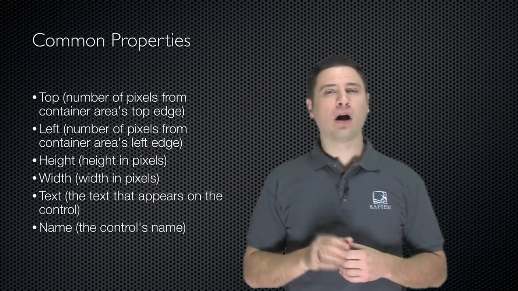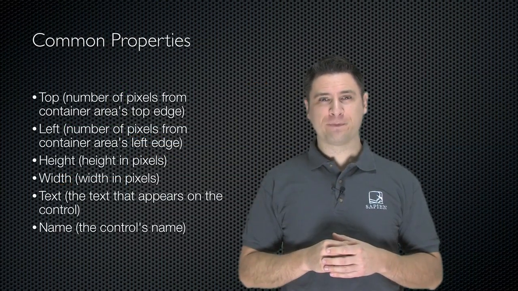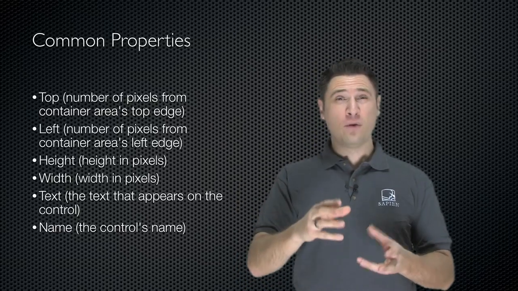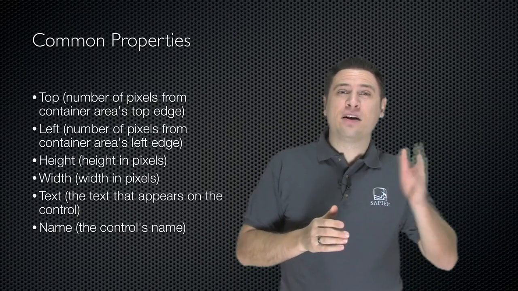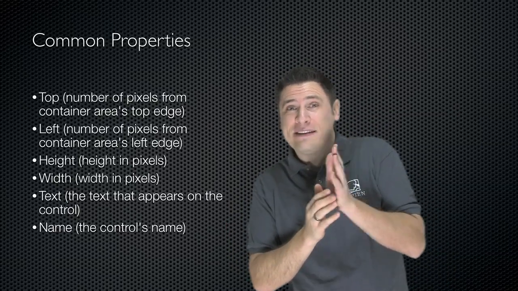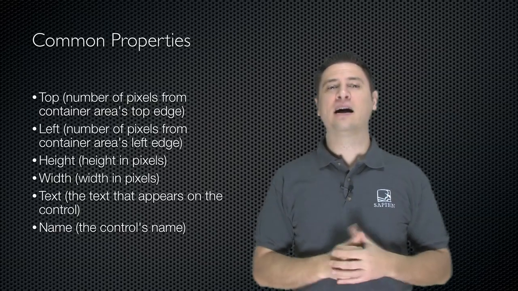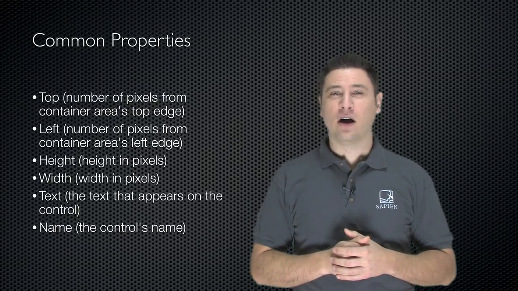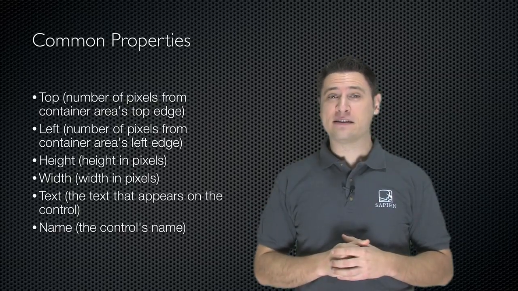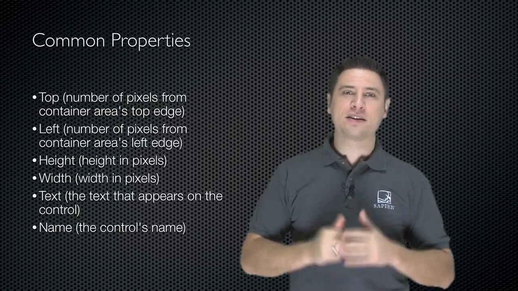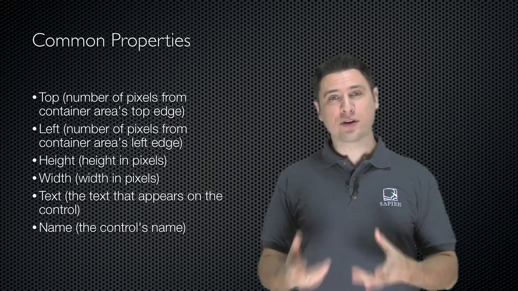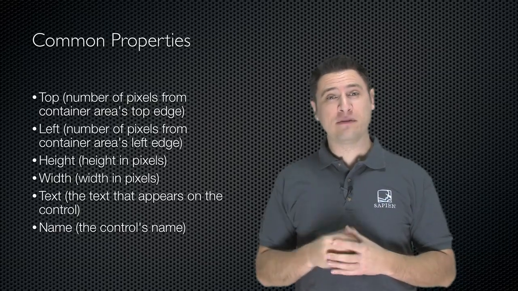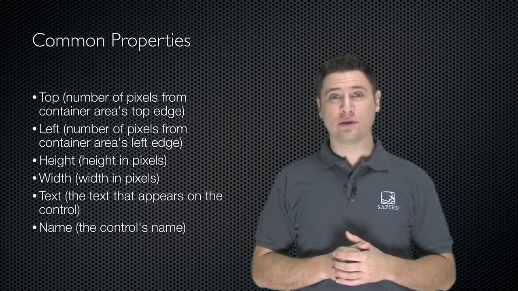Now there are some common properties that you'll find on most controls. Top, for example, is the number of pixels from the container's or the form's top edge. Left is the number of pixels from the container's left edge. Height and width are obviously the height and width in pixels. You'll usually find a property like text. On a button, that's the text that appears on the face of it. With a checkbox, that's what appears next to it. You also have name, which is the control's name. You don't always need to worry about name, but you can give a control a name if it makes it easier for you to refer to that control later.